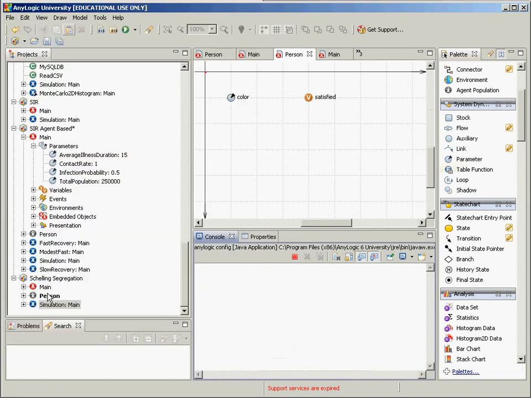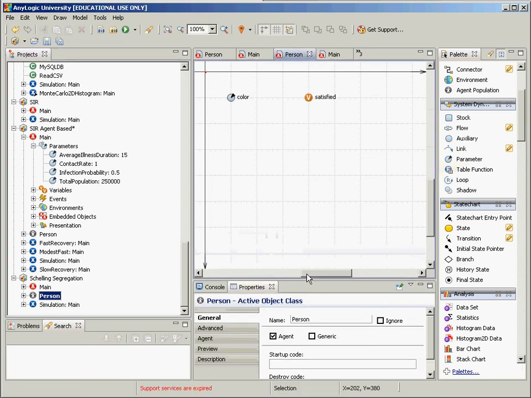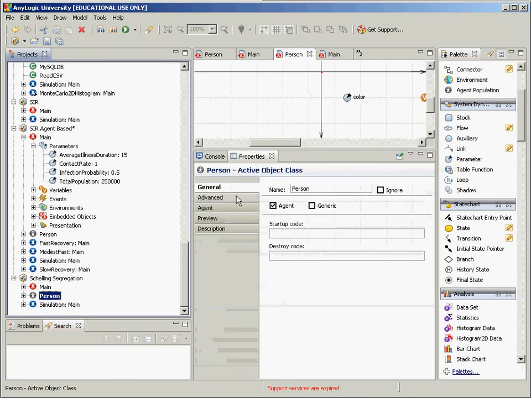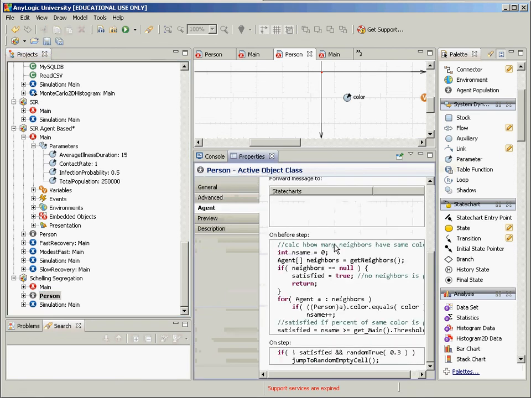If you go look at person here, within the context of person, there are some rules by which they move. They move under certain criteria, and this is actually going to move in a step-by-step fashion according to some rules specified under person, agent, on before step, and on active step. The basic gist of it is, if they're not satisfied, with a 30% chance each time they're going to move, they're going to jump to some empty cell.